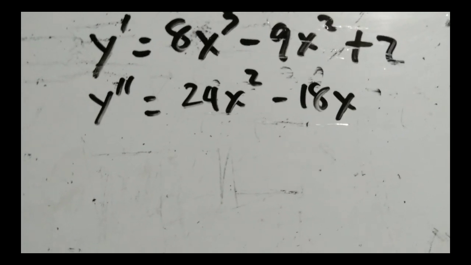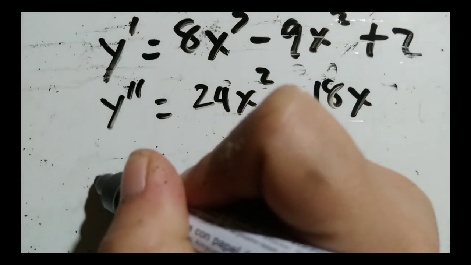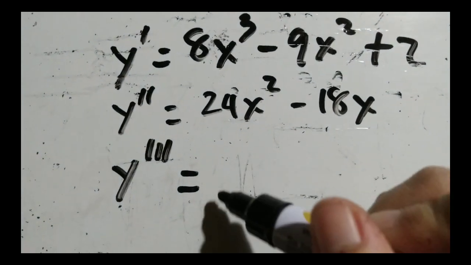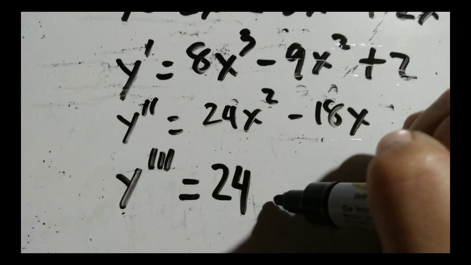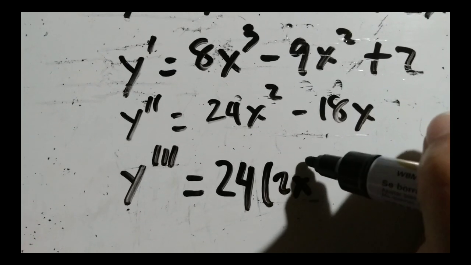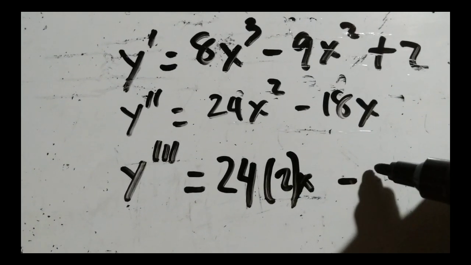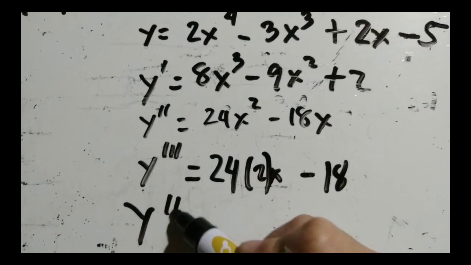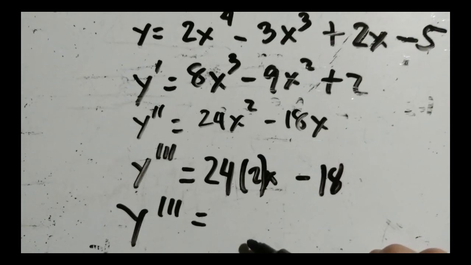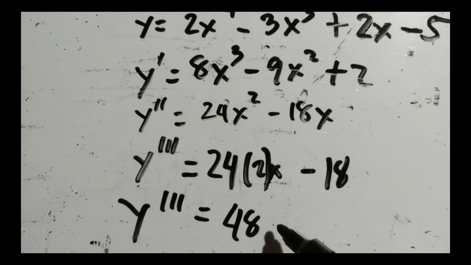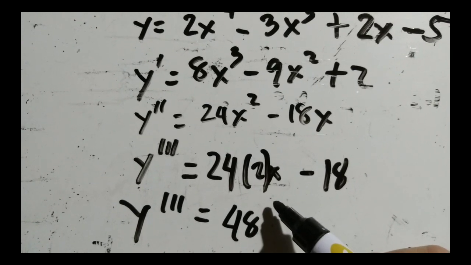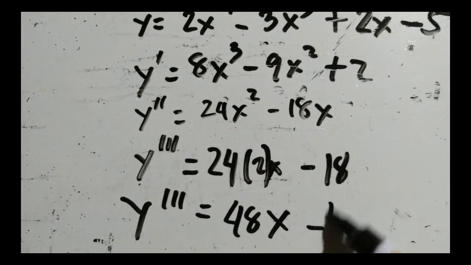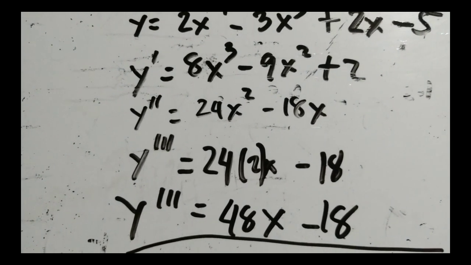Now we're going to find the third derivative. The same process: 24 times 2x minus 18. So our third derivative: 24 times 2, that would be 48x, minus 18. So that would be the third derivative.